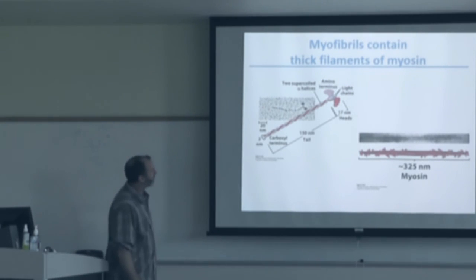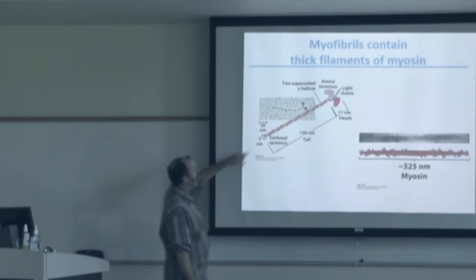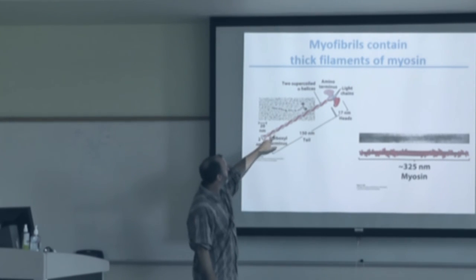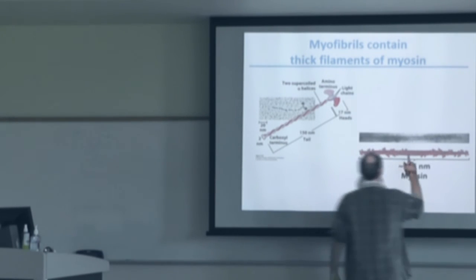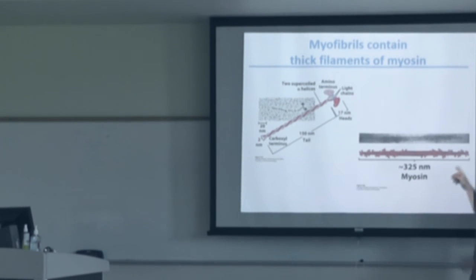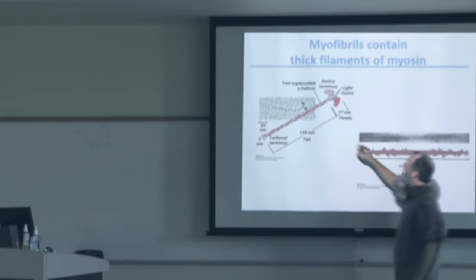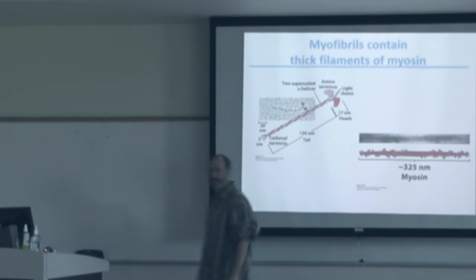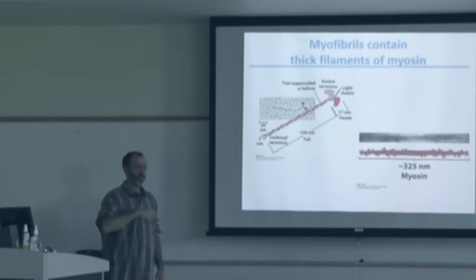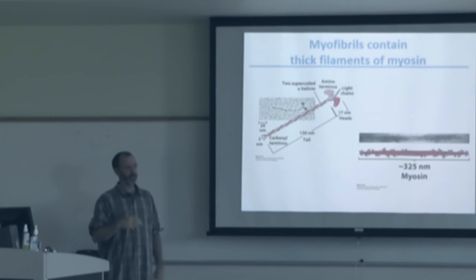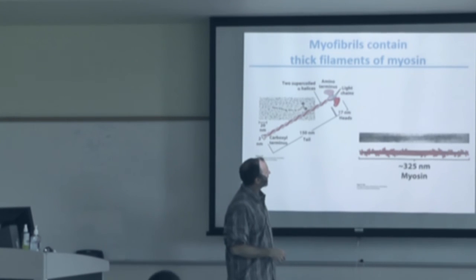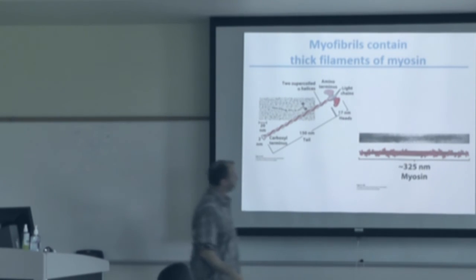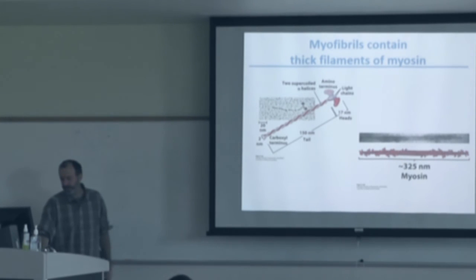Myofibrils contain thick filaments of myosin. And these are your myosin. It's a dimer, and these dimers coil on each other, and you have these large myosin molecules with all these head groups. The heads contain actin binding sites. Not just actin binding sites, there are also ATP binding sites, or ADP binding sites.